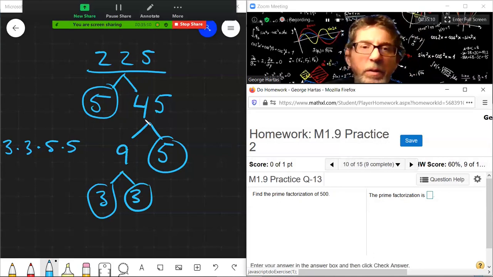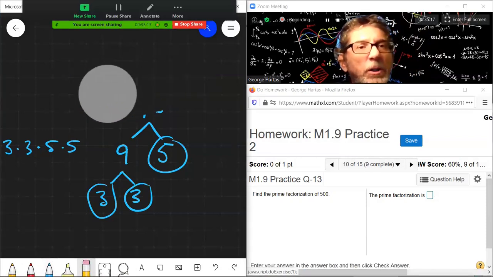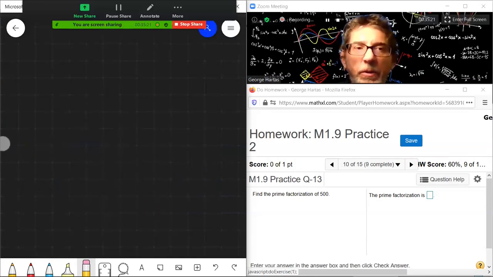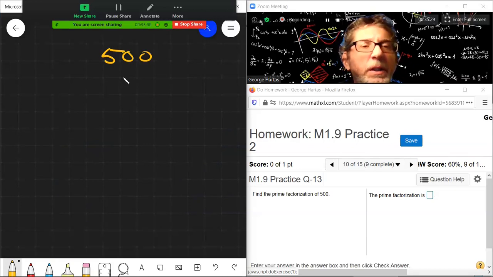Nice big number. Find the prime factorization. Doing this now in Math 25 is going to really help out in Math 50. You'll see. It's well worth the effort. So there's a bunch of different ways we can break this down. To me, one of the most intuitive ways is to say, you know what? I know that 5 times 100 is 500.